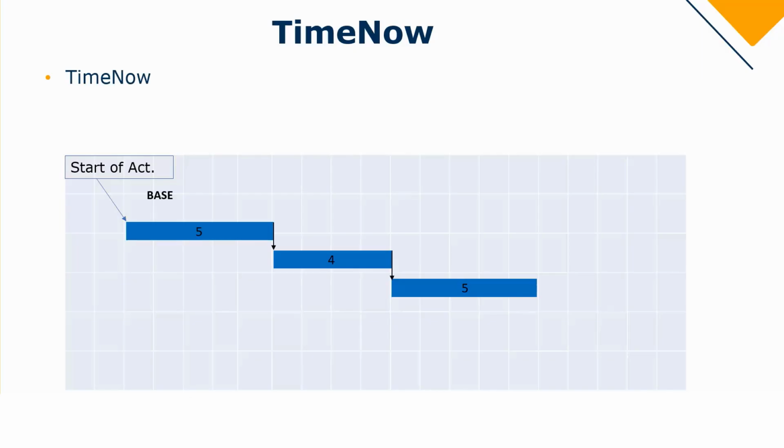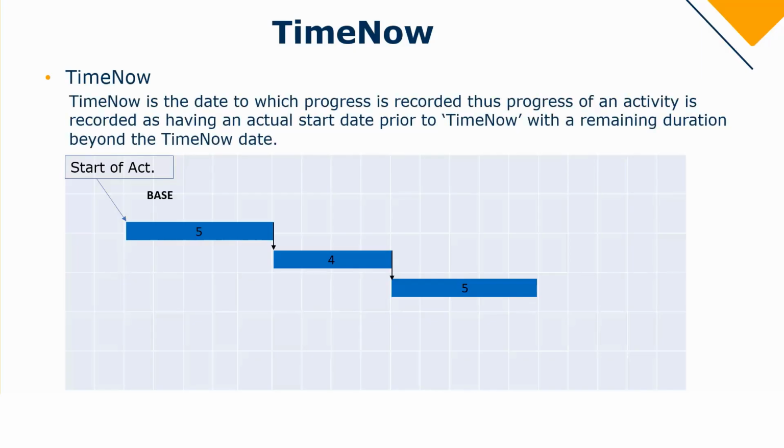So what is time now? So time now is the date to which progress is recorded. That means progress of an activity is recorded as having an actual start date prior to your time now, with the remaining duration beyond the time now date. So what does that mean? So if you look at the little example in front of us, we have the start of our activity. This is my base program, and I have 3 activities running.